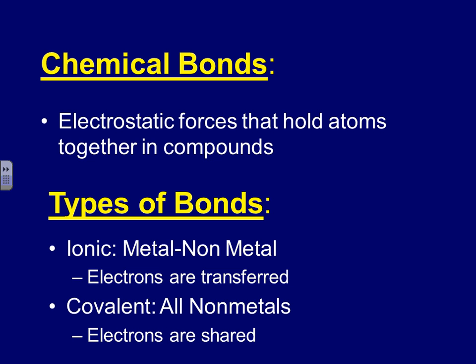Ultimately, it's electrostatic forces that hold atoms together in compounds. In an ionic bond, we've got that metal-non-metal situation. Electrons are completely transferred, resulting in oppositely charged ions, which then stick together in a lattice structure. In covalent compounds, the electrons are shared. And again, we're going to maintain that very simplistic view: ionic, a metal and a non-metal; covalent, all non-metals.